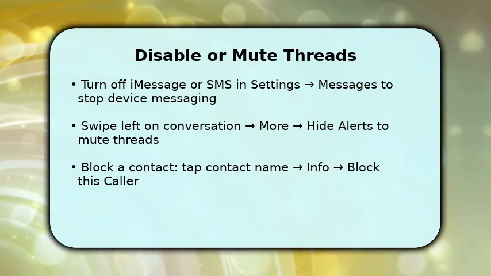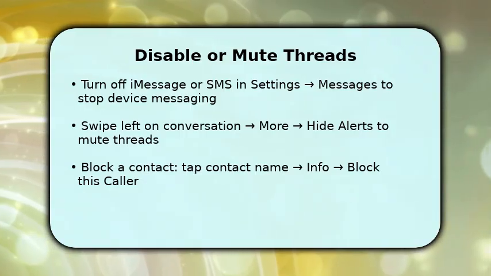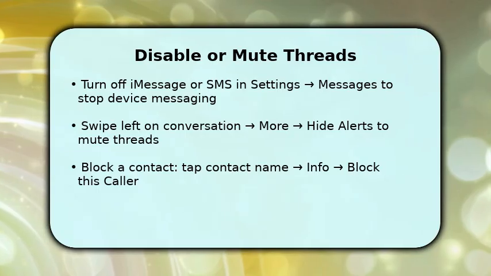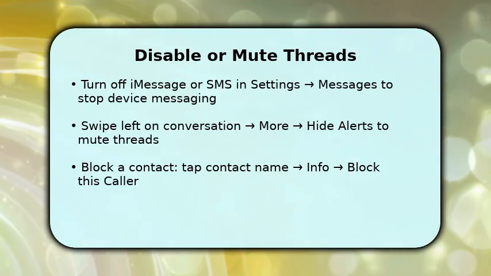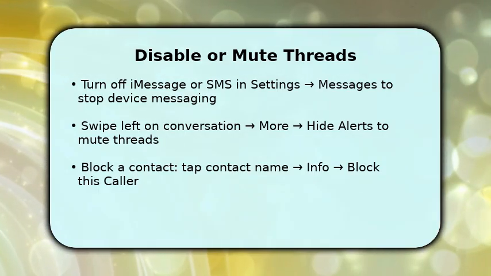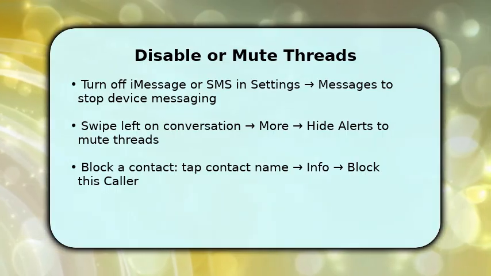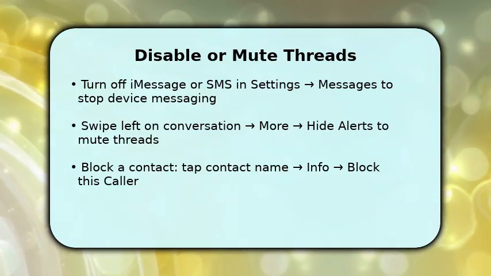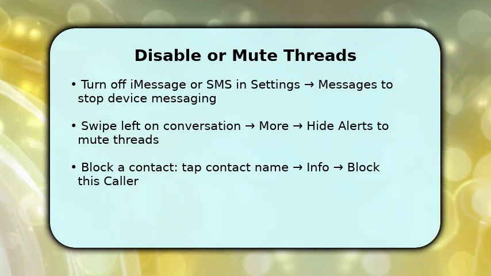If you prefer selective silence, open Messages, swipe left on a thread, tap More and choose Hide Alerts to mute notifications for that conversation. To permanently stop a specific sender, open the conversation, tap the top banner, choose Info, then block this caller. Make sure to confirm blocks and test by asking a friend to send a message.